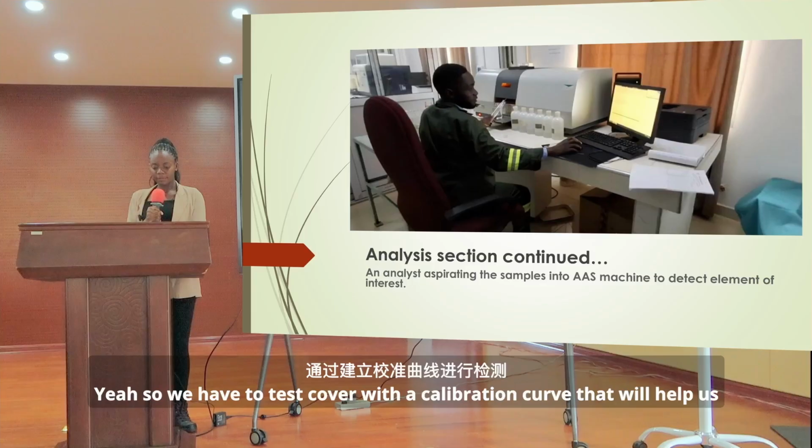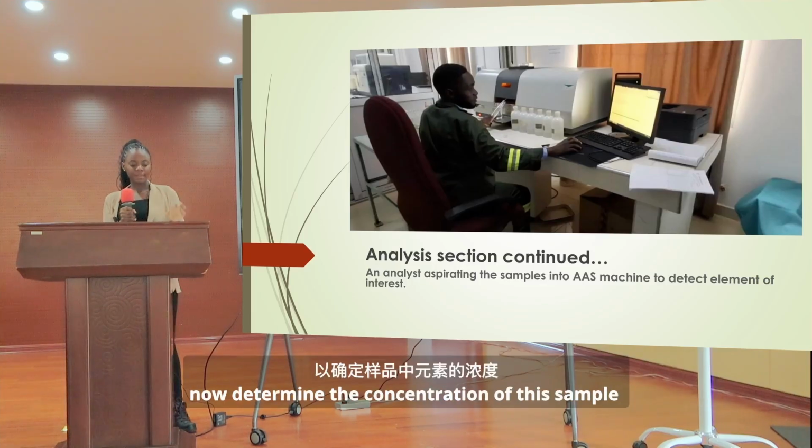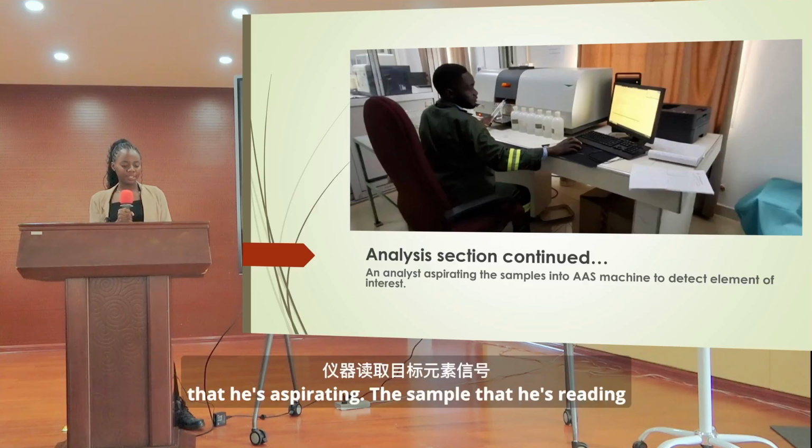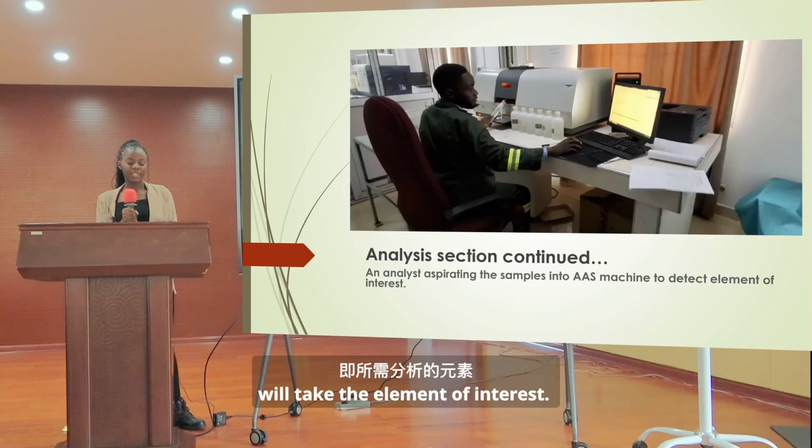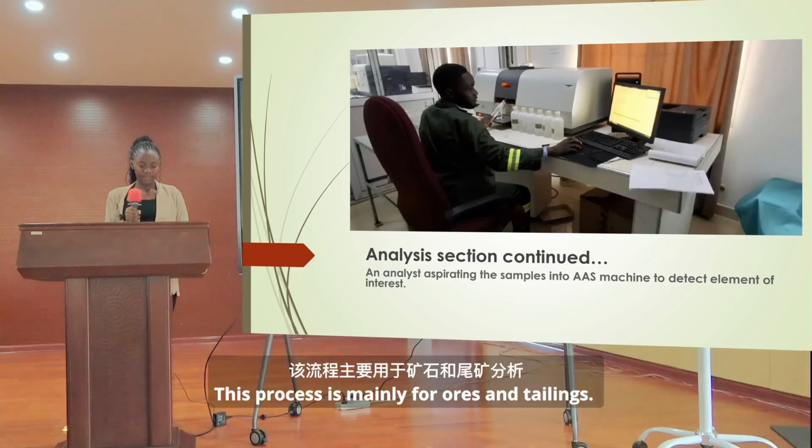So we have to first come up with a calibration curve that will help us determine the concentration of the sample that he's aspirating, the samples that he's reading, to detect the element of interest. This process is mainly for ores and tailings.